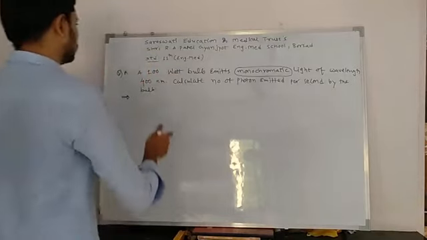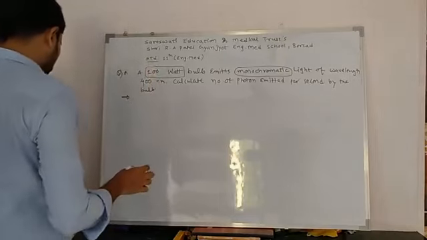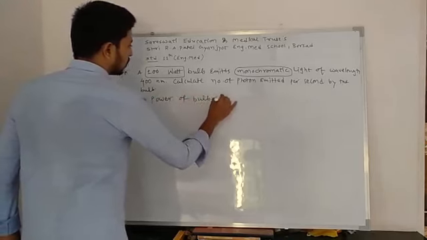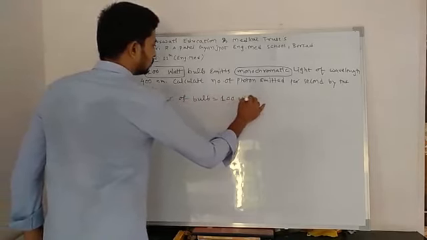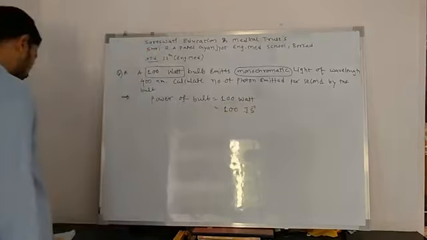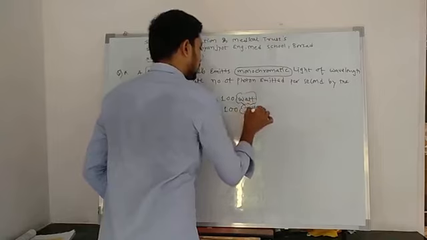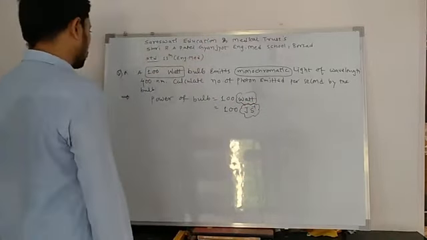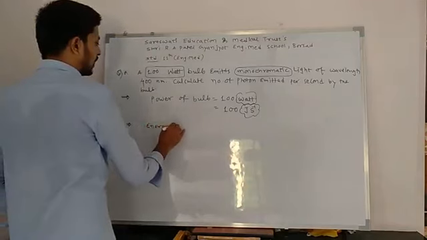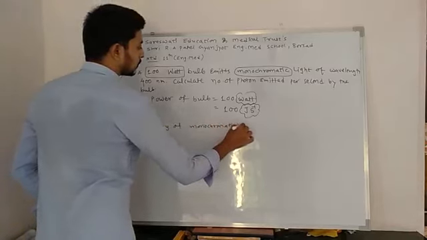So first of all, we have to focus on 100 watt. What is 100 watt? 100 watt is the power of the bulb. So I will write power of bulb, which is 100 watt. We can simply convert it to 100 joule per second, because this is the power of the bulb, and the units watt and joule per second have an equivalent relation. So now we can calculate energy. First of all I will write the energy of monochromatic radiation.